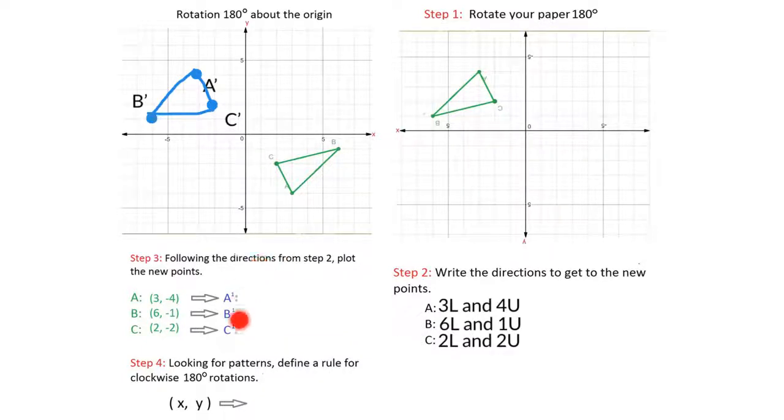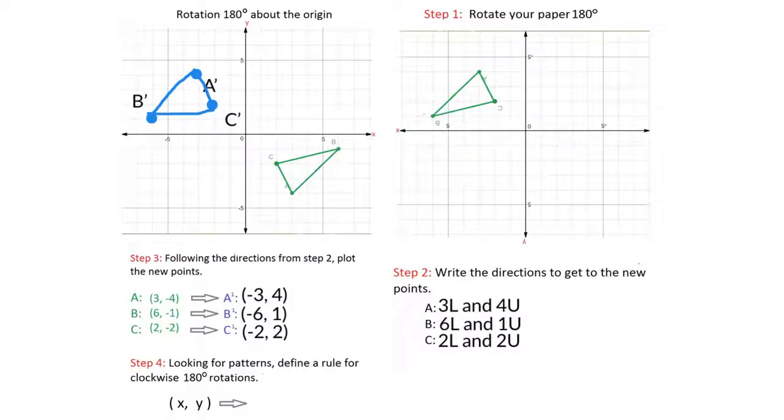Now let's look at our points for A prime, B prime, and C prime and see if we can find a pattern or a relationship between the new points. Looking at A prime, we go to the left 3, so that would be a negative 3, and we move up 4, so we'd have (-3, 4). Moving on to B prime, we see that it's at negative 6 for x, and 1 for y. Let's go ahead and write that in. And finally, for C prime, we have (-2, 2). Let's go ahead and write that in.